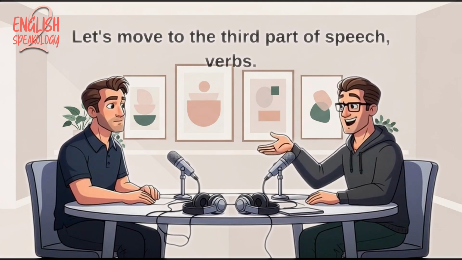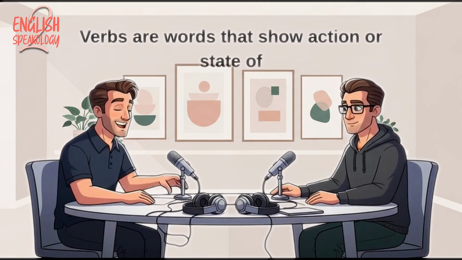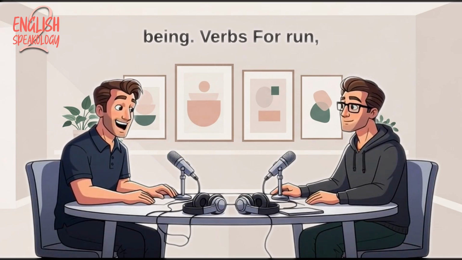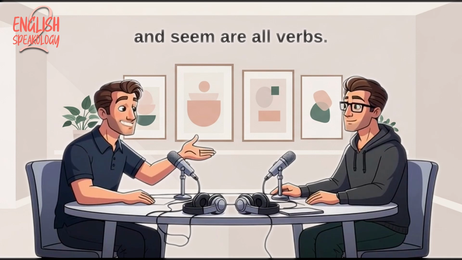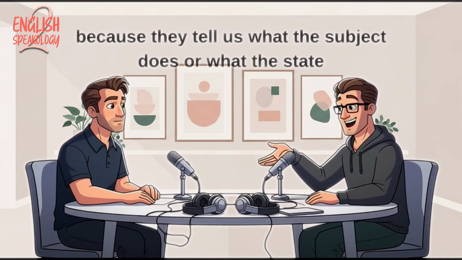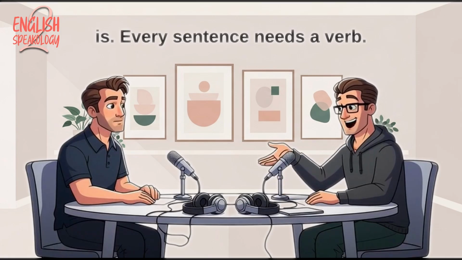Let's move to the third part of speech, verbs. Verbs are words that show action or state of being. For example, run, eat, sleep, is, and seem are all verbs. Verbs are very important because they tell us what the subject does or what the state is. Every sentence needs a verb.